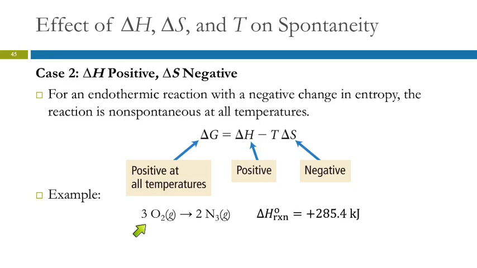Here's another example using gases. What's wrong with this equation? It's not balanced and it's not possible to balance, because how can you turn oxygen into nitrogen?